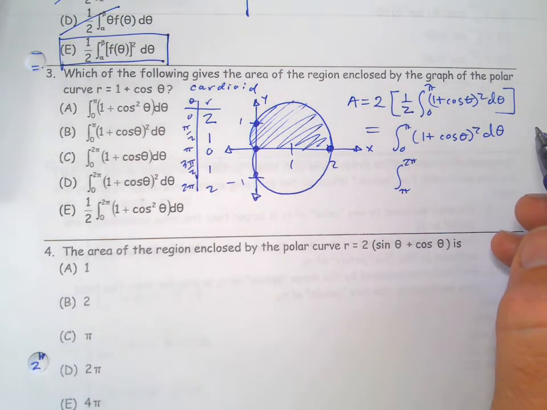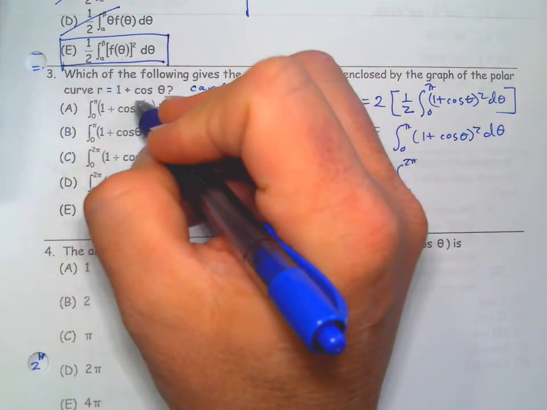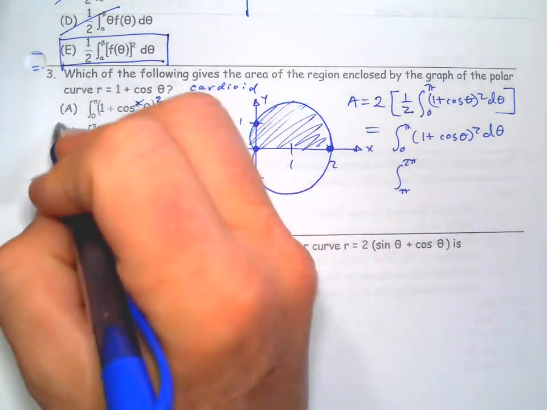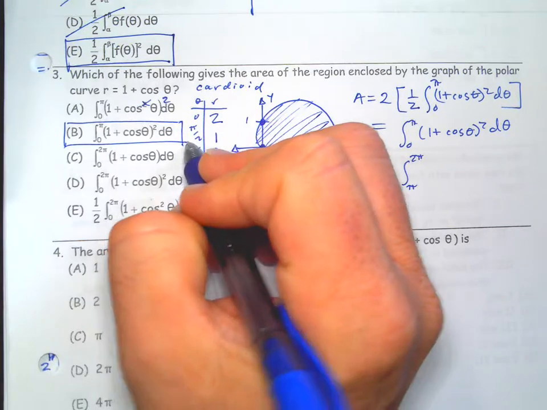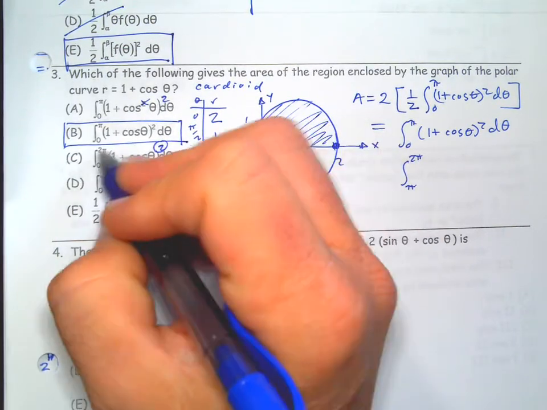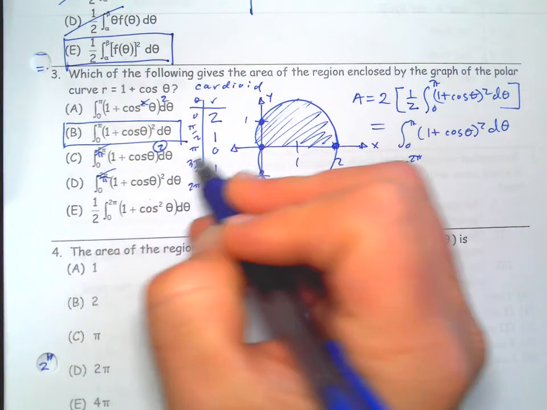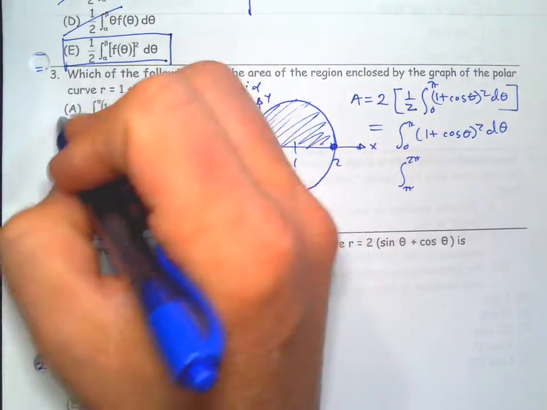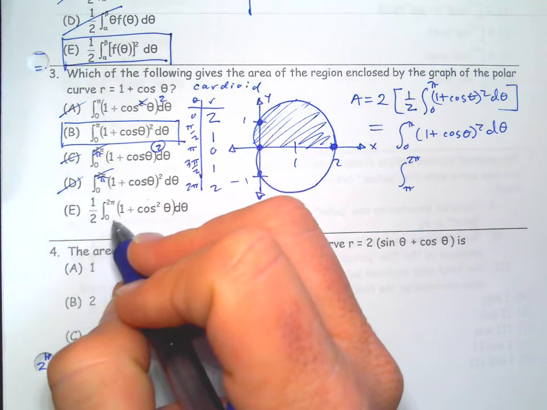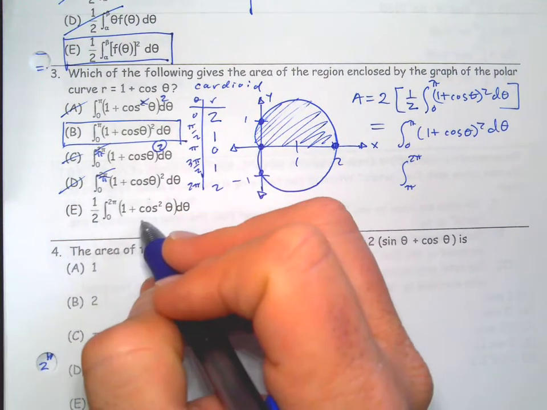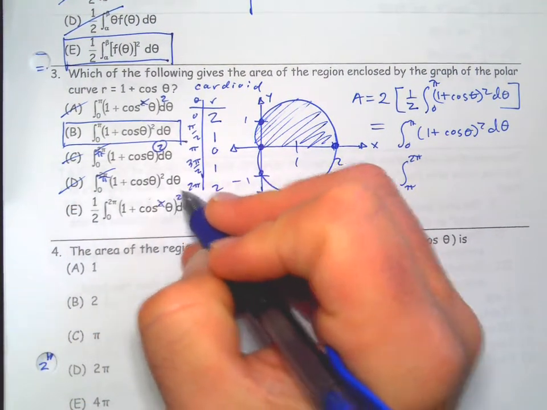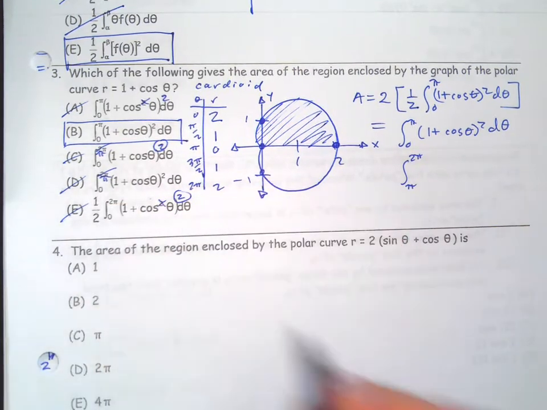So 0 to pi, this one has the squared in the wrong spot. That one looks good. This one doesn't have the squared and the limits are wrong. This one, the limits are wrong, but it has a squared. And this one is the whole thing. That could work, but the squared would need to be right there.